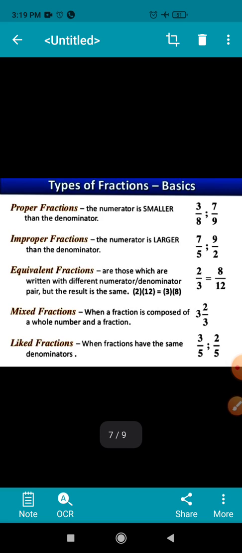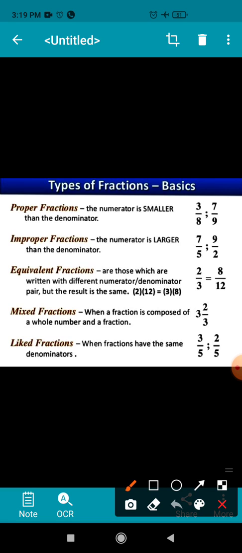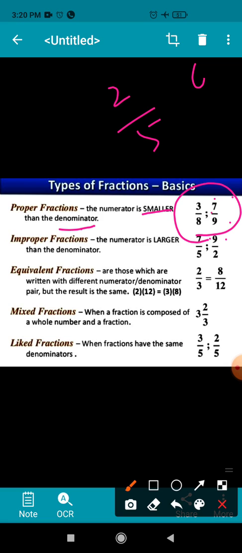First one is proper fraction. Children, in proper fraction, numerator is always smaller than the denominator. Here you can see 3 is smaller than 8. 3 is a numerator. So, in proper fraction, numerator is always smaller than denominator, and the examples are 3/8, 7/9, 2/5, 6/11, and so on.